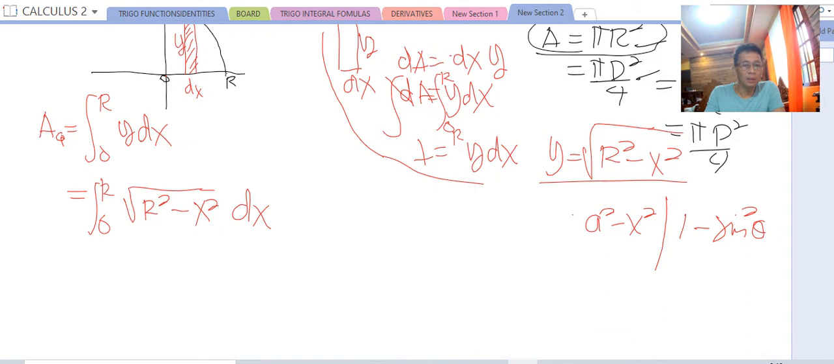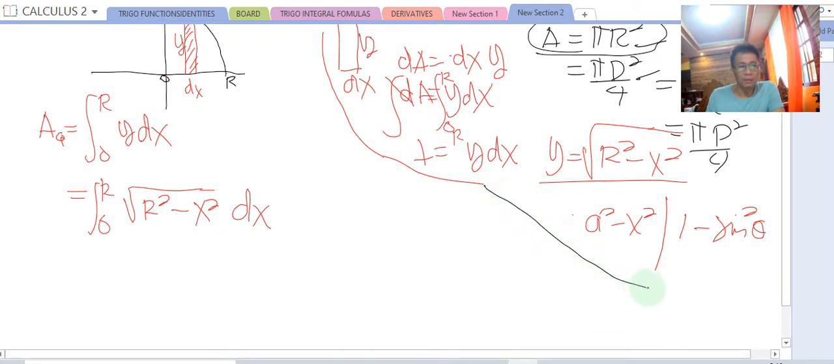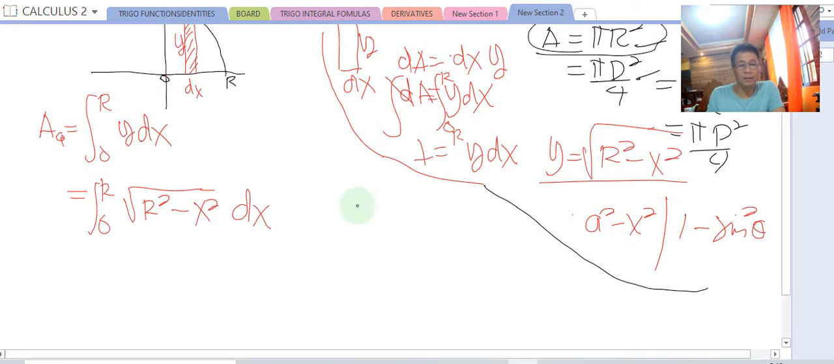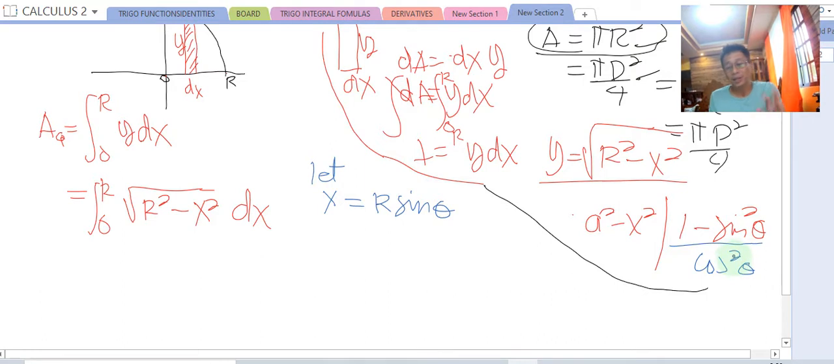So let us try now. Blue naman tayo. So let us try, let x equal to, meron ditong r, para ma-factor out natin yung r mamaya, kailangan lagyan natin ng r dito. Therefore, this becomes r sine theta. Pag in-square mo yan, ma-factor out mo yung r squared. Matitira dito 1 minus sine squared, which is equal to cosine squared theta. Diba? Yun ang target natin.